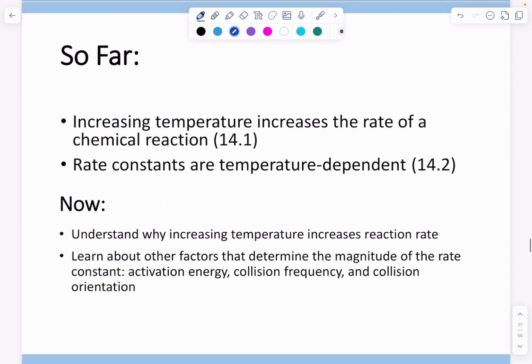So far we have learned just briefly that increasing temperature increases the rate of a chemical reaction, or at least that it affects the rate of the reaction. That was very quickly summarized in 14.1. We also know that rate constants are temperature dependent. So if a reaction happens at a different temperature, the rate constant will be different. So now we're going to understand why increasing temperature increases reaction rate, and learn about other factors that determine the magnitude of the rate constant: activation energy, collision frequency, and collision orientation.